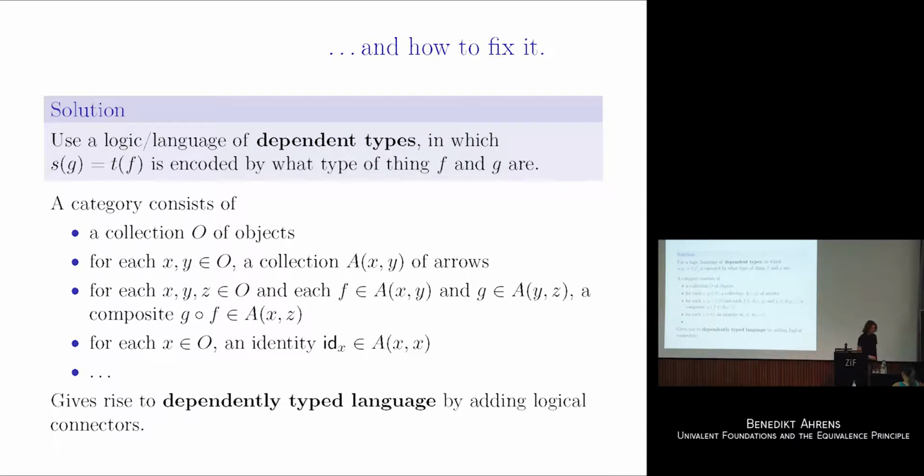Now, I will not go very deeply into this, but if we add some logical connectors to this domain-specific language, then we get a language that is dependently typed or dependently sorted and allows us to do category theory without ever mentioning equality of objects.